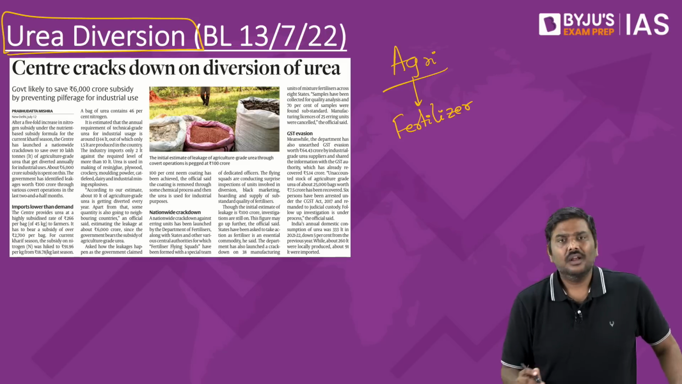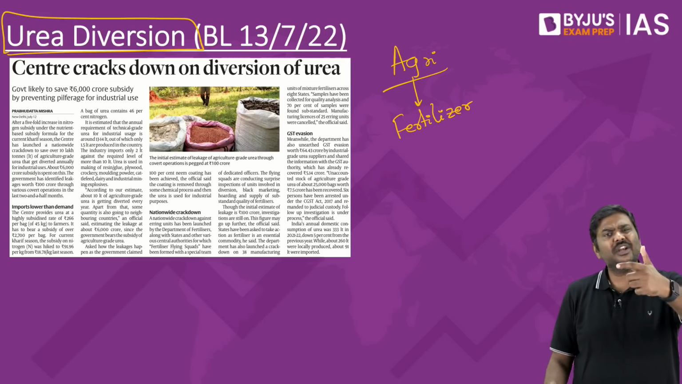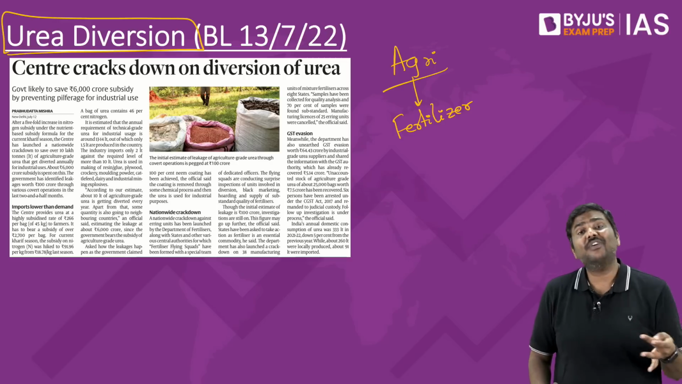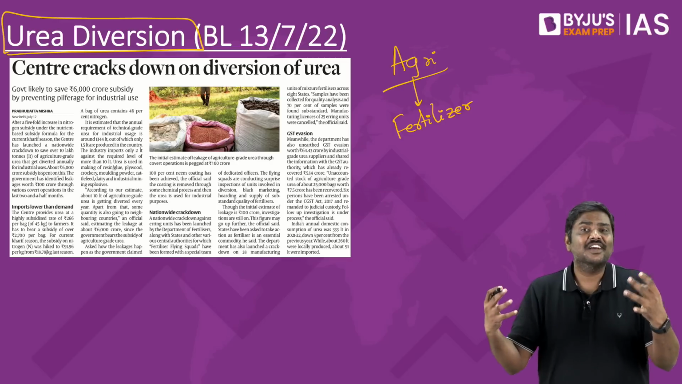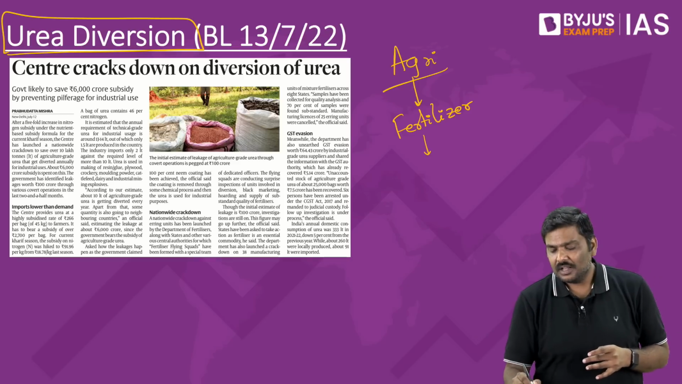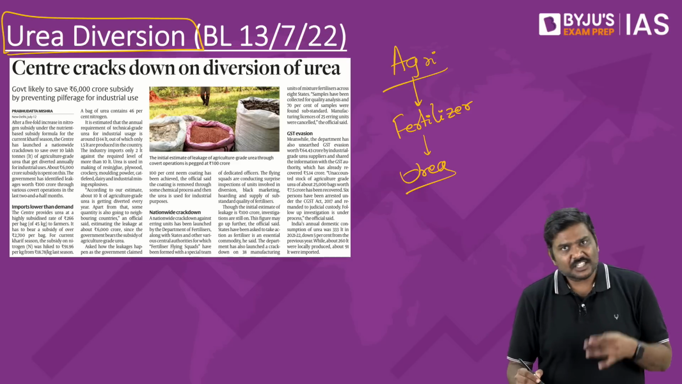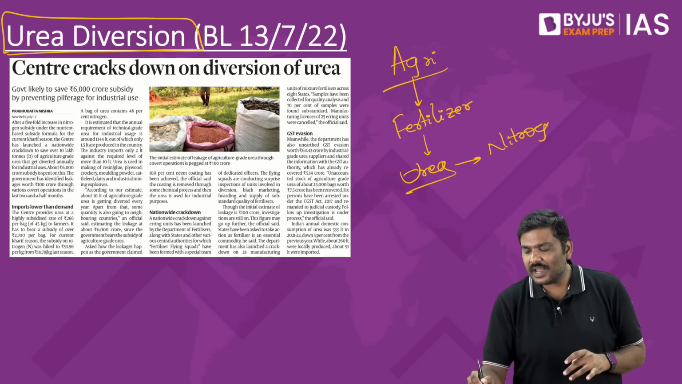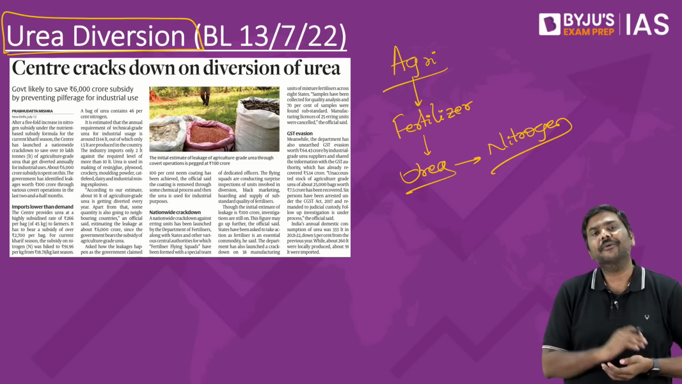There is diammonium phosphate, muriate of potash, and there is also the third, which is the most important one by far, which is consumed the highest, subsidized highest, produced highest, that is urea. The component that is present in urea is nitrogen. 46% of urea is actually nitrogen by weight.